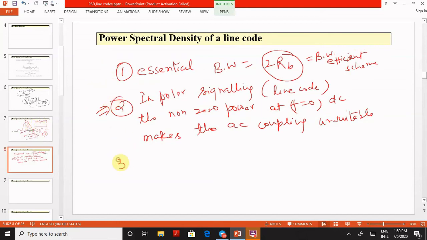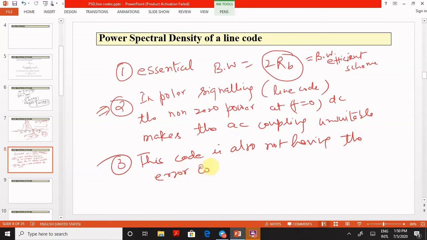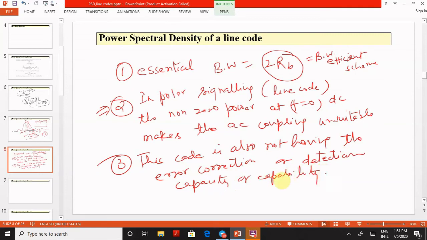And the third point which we can write is that this code also does not have error correction or detection capability. This is an important thing. So these are the three main points which we can draw from the study of this polar line code, and we can conclude that this is not a bandwidth efficient scheme.